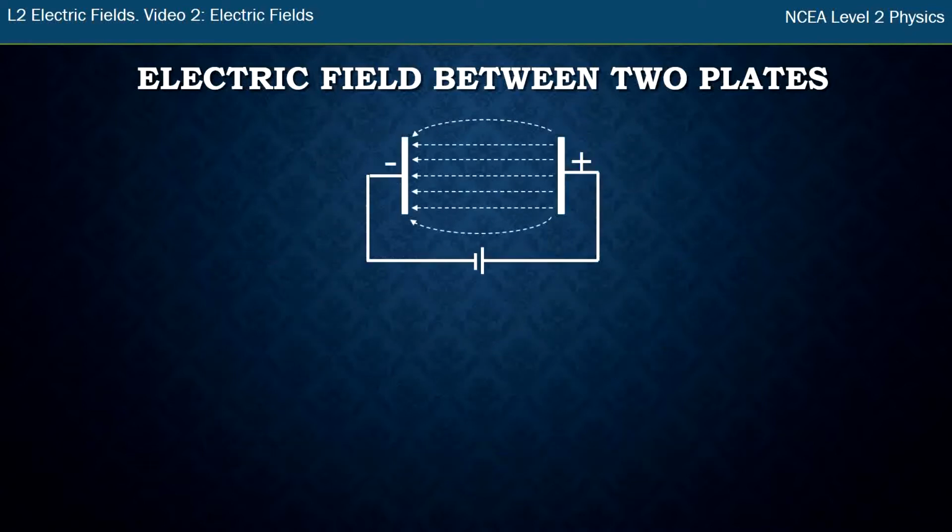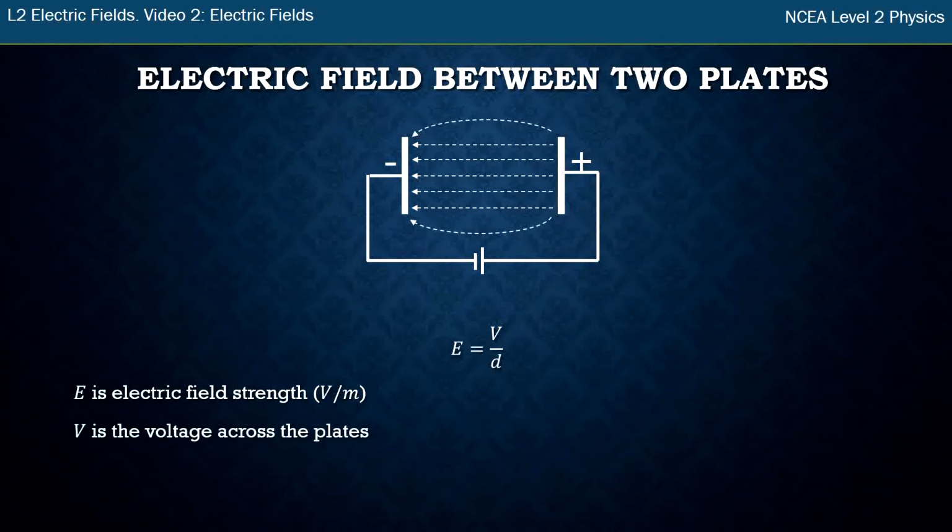So because this is a nice uniform field, we can work out what the field size is between the plates, and there's a formula for that. In this case, we have E as the electric field strength. The units are volts per meter because that's what the V and the D stand for, volts and distance. V is the voltage across the plates, and D is the distance between the plates.